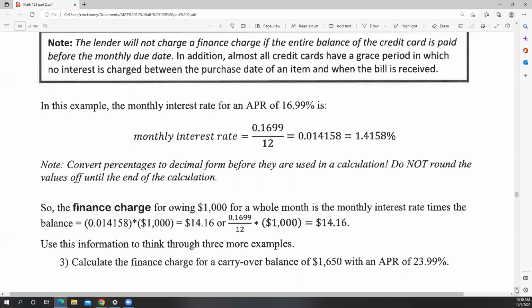So when we do this, we are not even going to write down this percentage. Do you see here where it says 16.99%? The monthly interest rate, to give you an idea, is like 1.4158, and even that number is rounded. So we're going to change it to a decimal, divide by 12, and leave the whole thing in the calculator. Don't write down an in-between number and worry about how many places to keep. Just put the whole thing in, so that we only round at the end, and that's going to give us our most accurate answer.